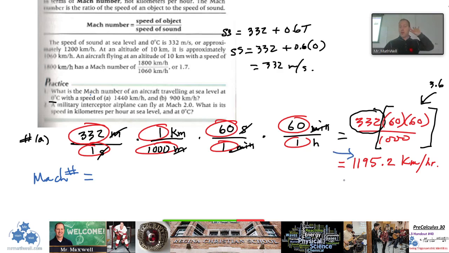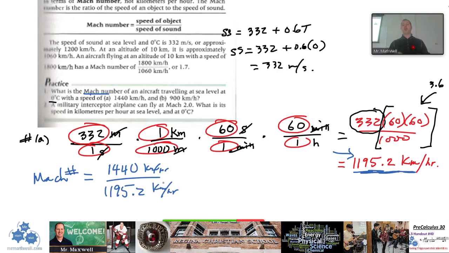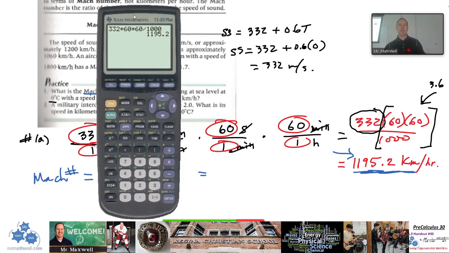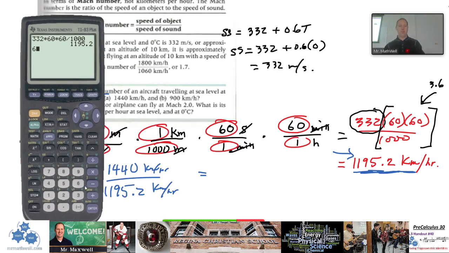So speed of sound. Well, the object is here. It says the Mach number of an aircraft at this speed, 1440. So the speed of the object is 1440 kilometers per hour. And the speed of sound here in air at 0 is 1195.2 kilometers per hour. Awesome. The units are the same. I simply do this division, and then I'm done stating the Mach number.